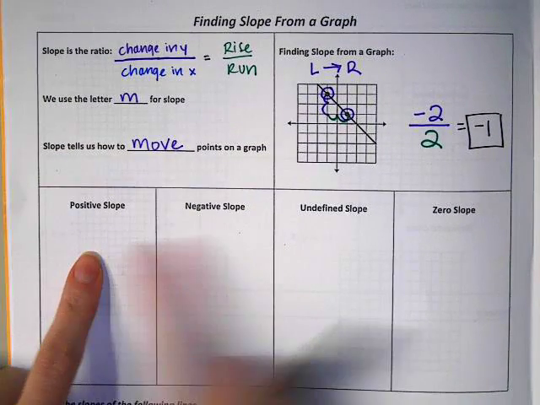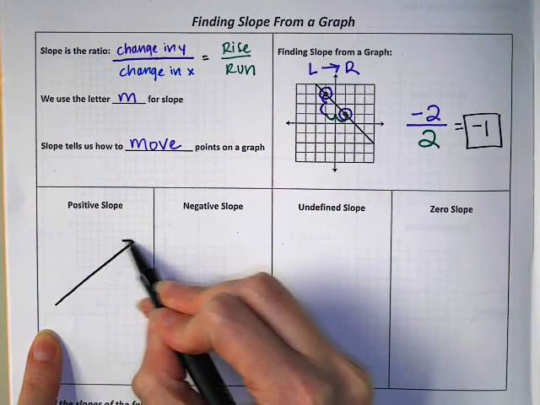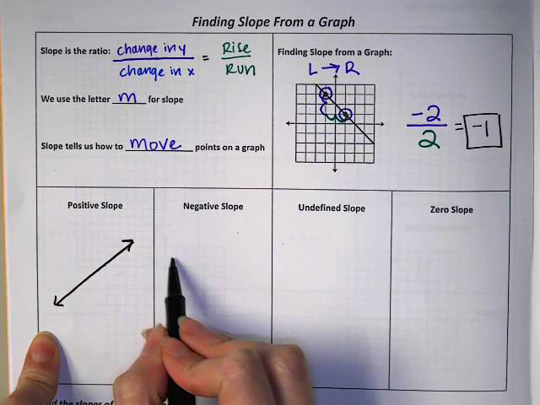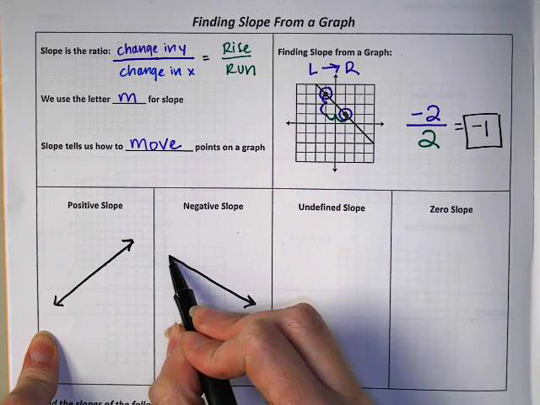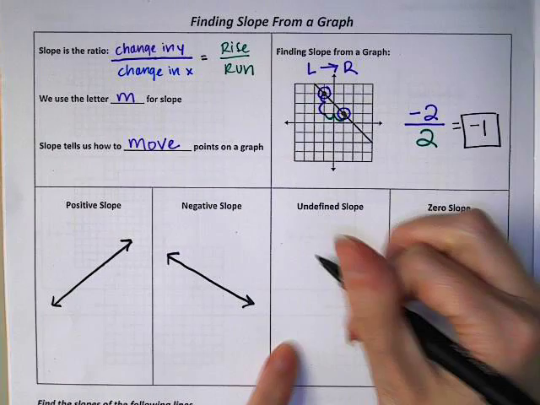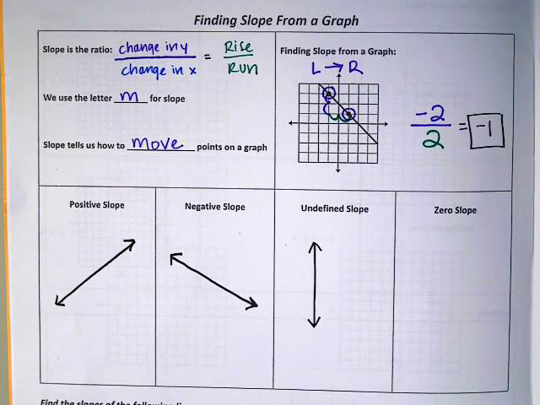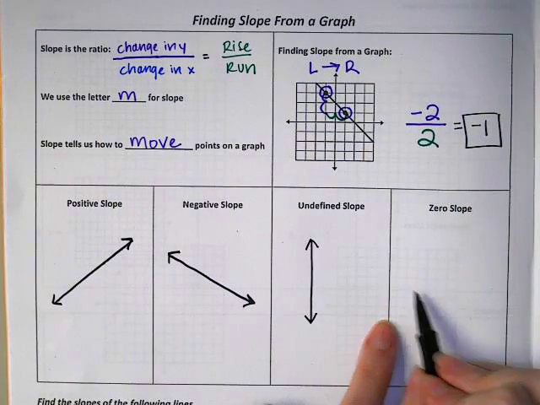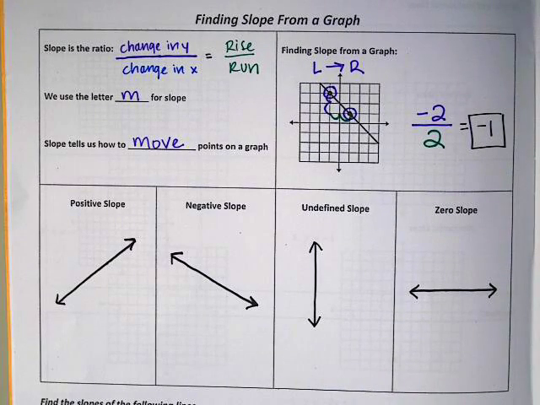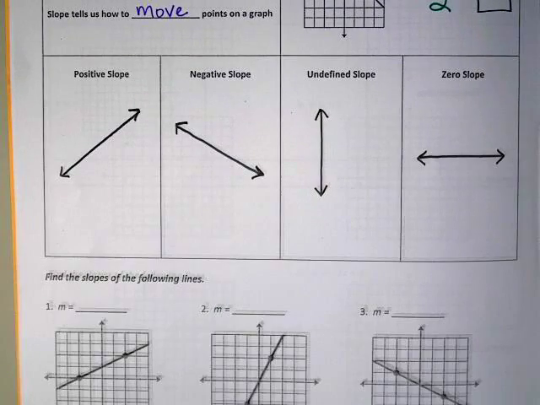Okay, so this brings us into the types of slopes. A positive slope will be an increasing line from left to right. A negative slope will be a decreasing line from left to right. An undefined slope will be a vertical line straight up and down. And a slope of 0 means it's just straight across. Okay, so those are the types of slopes.